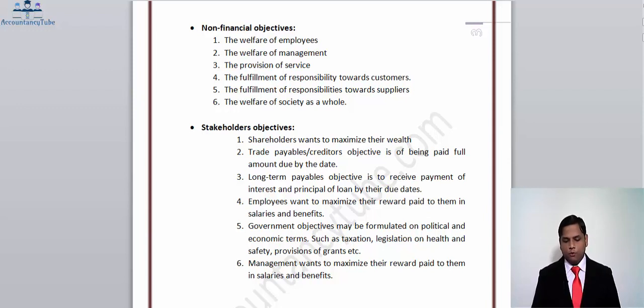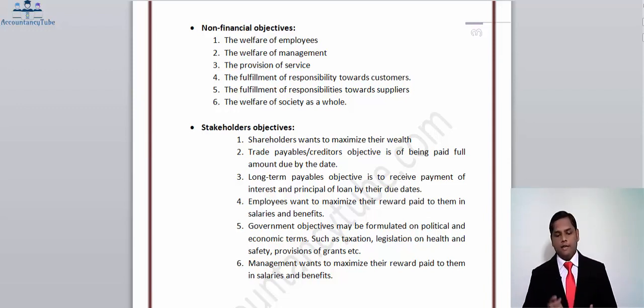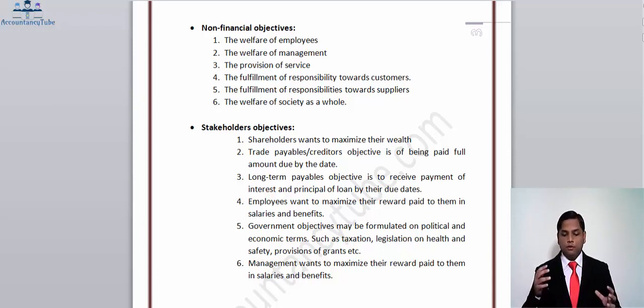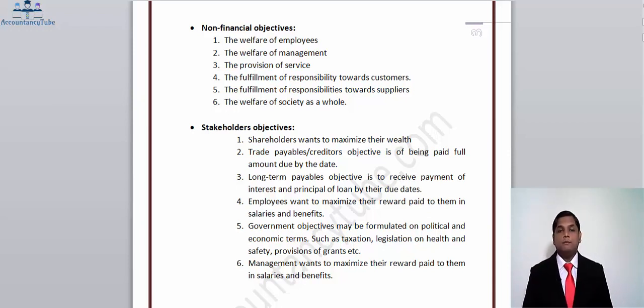After that, we have management, who want to maximize their rewards paid to them in salaries and benefits. Senior management will only be happy if they get their profits increased, their salary increased, their benefits increased. The best way to keep them happy is if the company can offer them shares, so that when they increase their performance, the share price will also increase, and they can simply get that amount right then and there if they sell their shares. So a lot of things need to be there for the senior management to keep them happy, because a company always wants to keep their senior directors and management happy if it is to continue to progress.